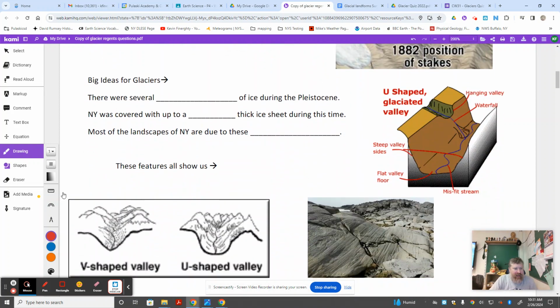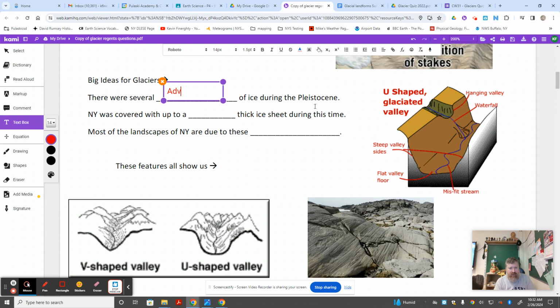So what are some of the big ideas? There were several advances of ice during the Pleistocene and retreats. The ice came and went and came and went and came and went. And this all ended essentially about 10,000 years ago would be when the last melt-off was. And during that time, especially close to Lake Ontario here, and it's crazy to imagine, but the sheet of ice from the present day ground to the top of the glacier was about a mile.